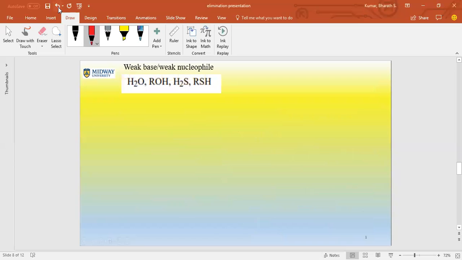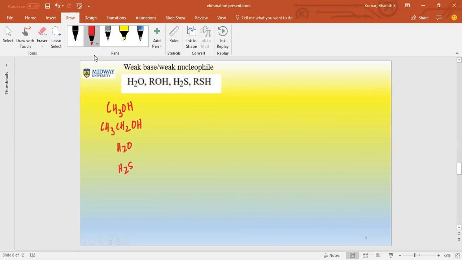Okay, these are the weak nucleophiles. Now ROH means, let's say I give you methanol. Okay, this is a weak base. It could be CH3CH2OH, that's ethanol. This is what is in your beer. And you have your H2S, H2O. All of these, and then your thiols, all of these are weak bases.